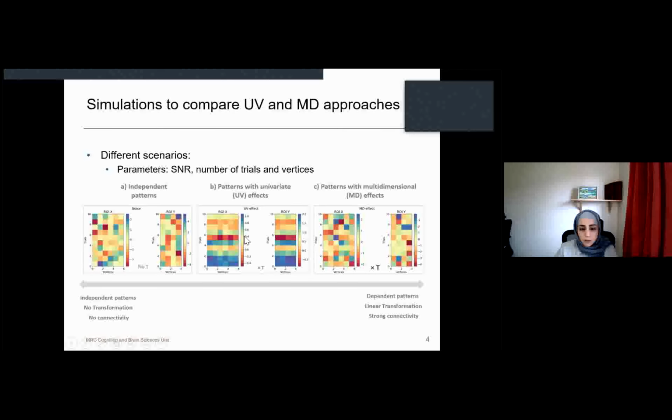In the middle, we have another scenario, in which there is a relationship between 2 patterns, but within every pattern, vertices show the same amount of brain activity, and they only differ in the amount of noise. Basically, they are showing the same thing, and that's why I've called this one the univariate effect. We computed the connectivity for both univariate and multivariate approaches for the different scenarios, and we also varied critical parameters such as different levels of SNR, number of trials, and number of vertices.